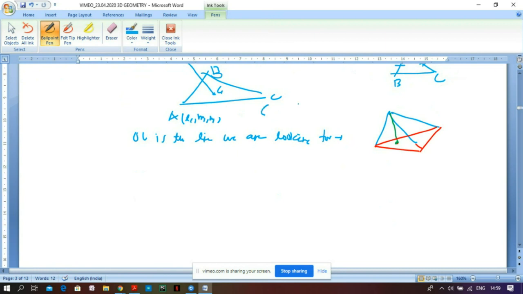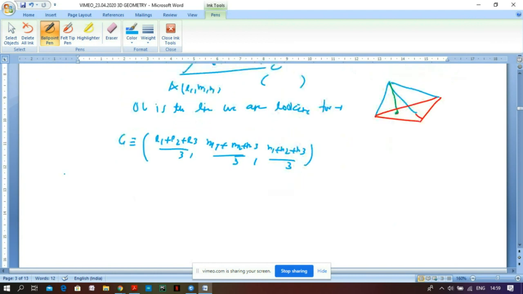We know B also, and we know C also, that is L2, M2, N2. So the coordinates of G become (L1 + L2 + L3)/3, (M1 + M2 + M3)/3, and (N1 + N2 + N3)/3. So that's the coordinates of G. And so the direction ratios of OG I can write as (L1 + L2 + L3)/3, (M1 + M2 + M3)/3, and (N1 + N2 + N3)/3.